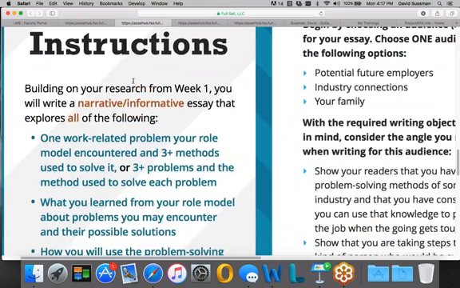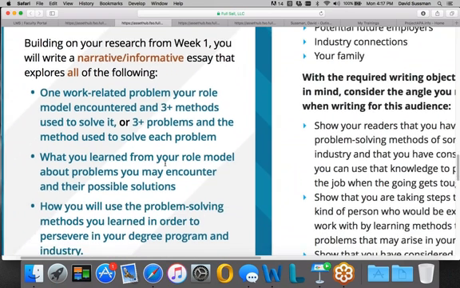And actually, I've taken a screenshot of just this section because I'll often cut and paste it when I respond to student work. Because if it's not meeting these bullet points, that means that your work isn't fully meeting the requirements of the assignment. So if we look at what it says here, it says building on your research from week 1, okay, the work that you just handed in by last night, you're going to write an essay that explores all of the following.